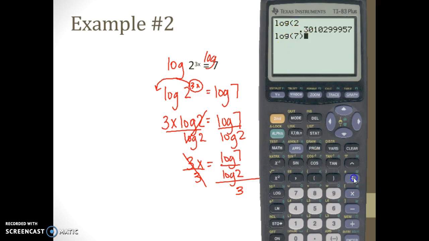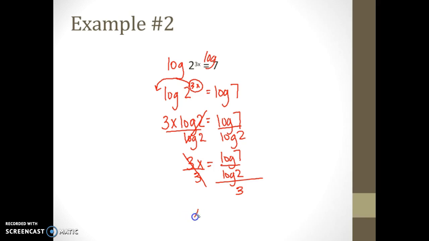That's all I want in there. Divided by log of 2. All right, and I'm going to go ahead and press enter. Take that number and divide it by 3. So then my x equals 0.94. Okay, we just take a log of both sides and use that power property to get our exponent down, and then we solve like a normal equation.